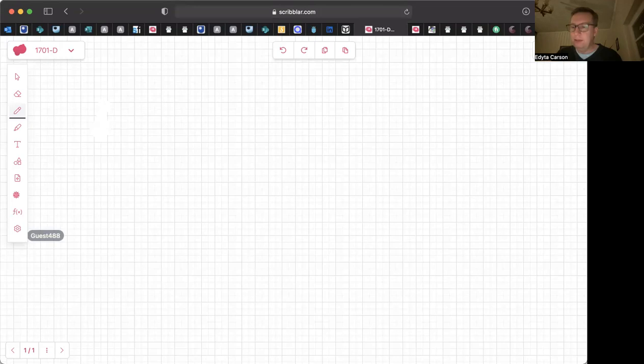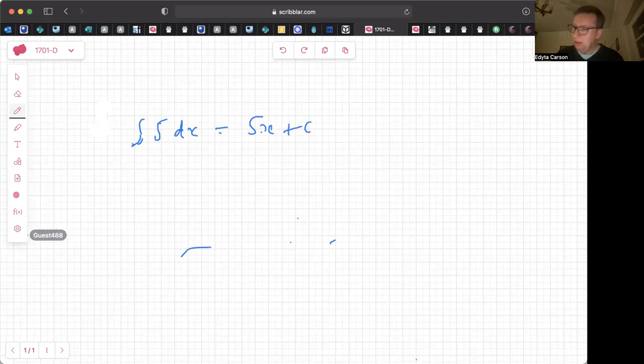So if you integrate 5 dx, then you'll get 5x plus c, which I'm sure you're more than familiar with. Let me just reset my pen because it's not writing very well. Okay, so why is that?